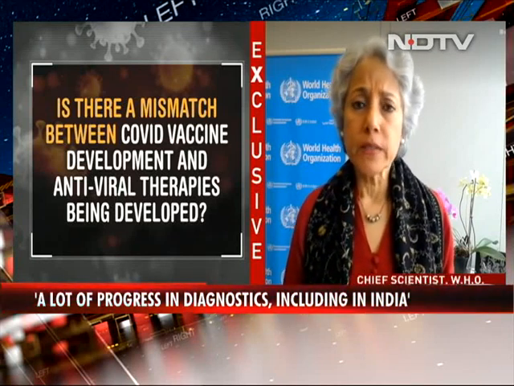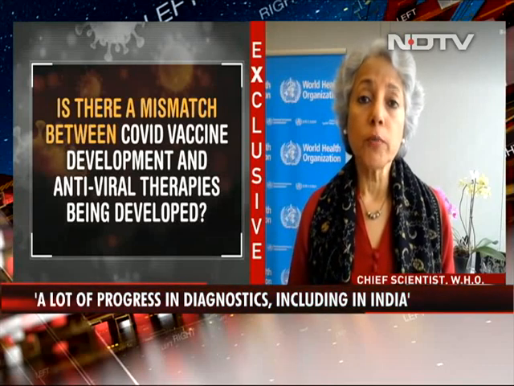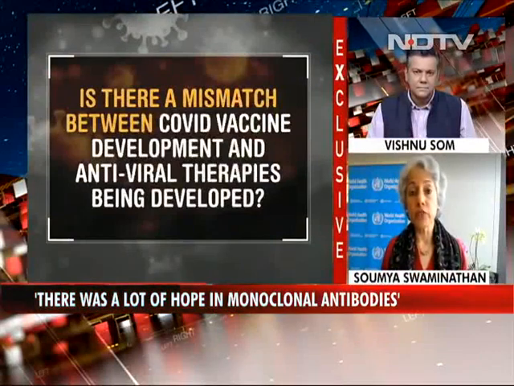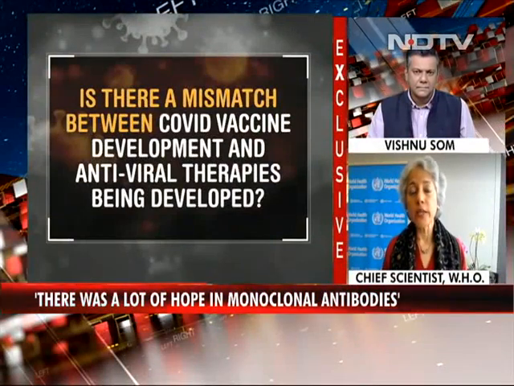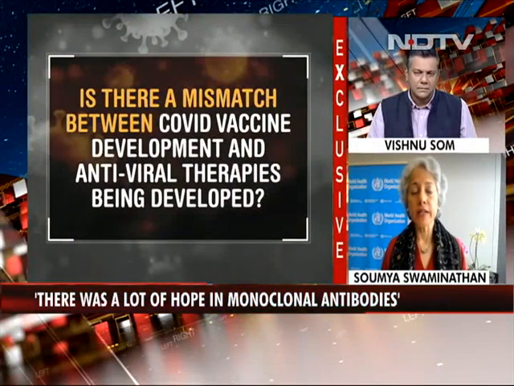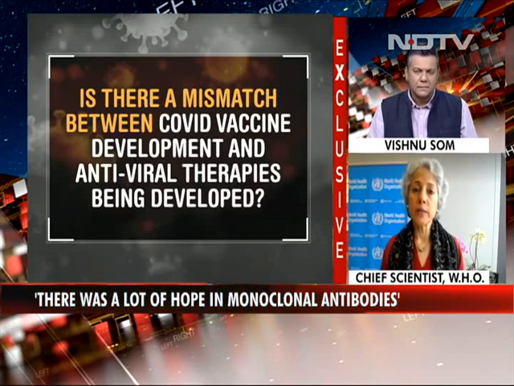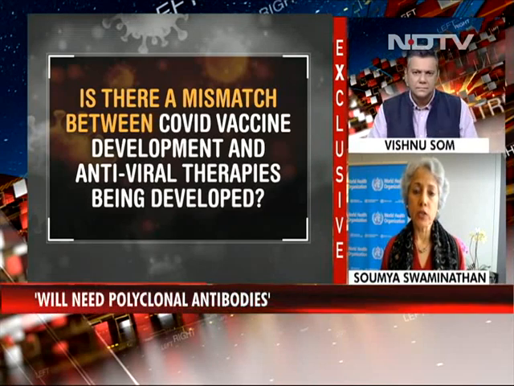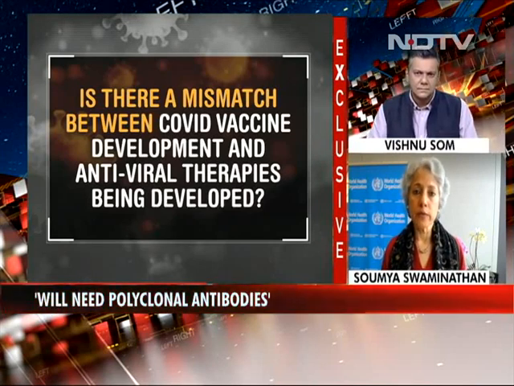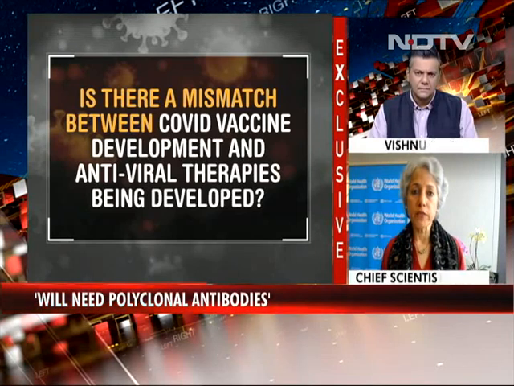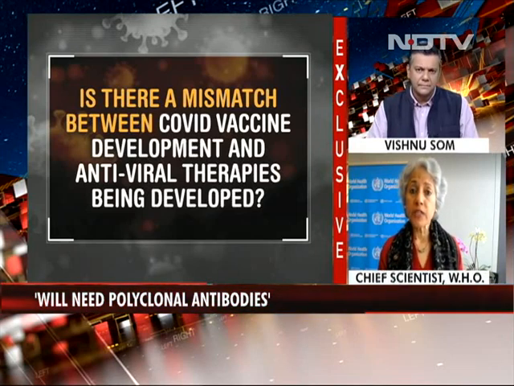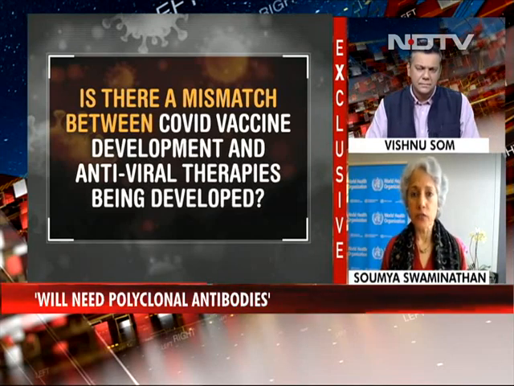In terms of treatments, there was a lot of hope on monoclonal antibody as a good, effective treatment. What was, again, very quickly found was that the variants are able to escape the monoclonal antibodies. So what you would need are polyclonal antibodies that act on different parts of the virus surface to prevent it from binding. Right. So that is an early stage of development. It needs a lot of support.